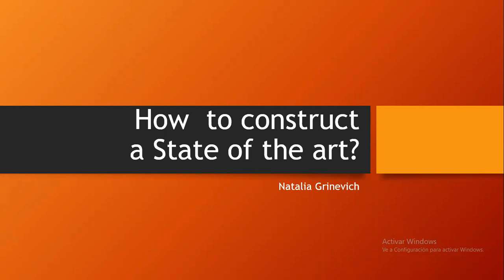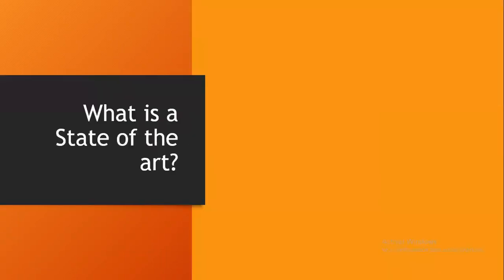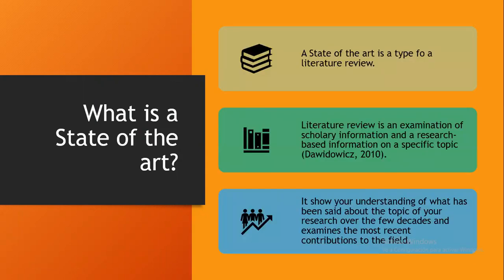Let's talk about how to construct a state of the art. To answer this question, first of all, we need to understand what is a state of the art. State of the art is a type of literature review, and it is an essential part of any research. It is an account of what is known on a specific subject with a purpose to create a complete representation of this knowledge and to find out what is not known about specific circumstances connected to the topic.